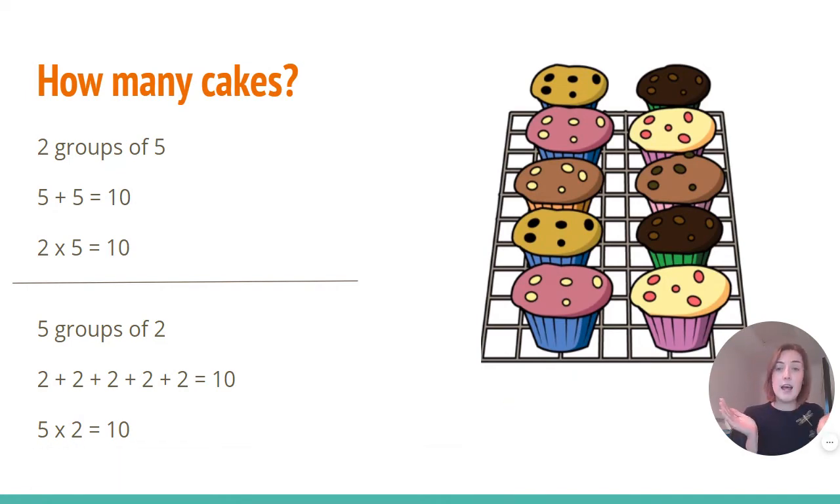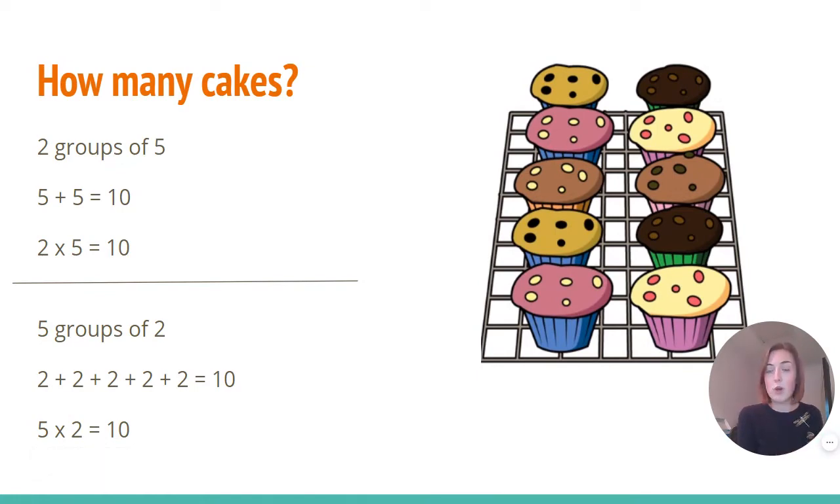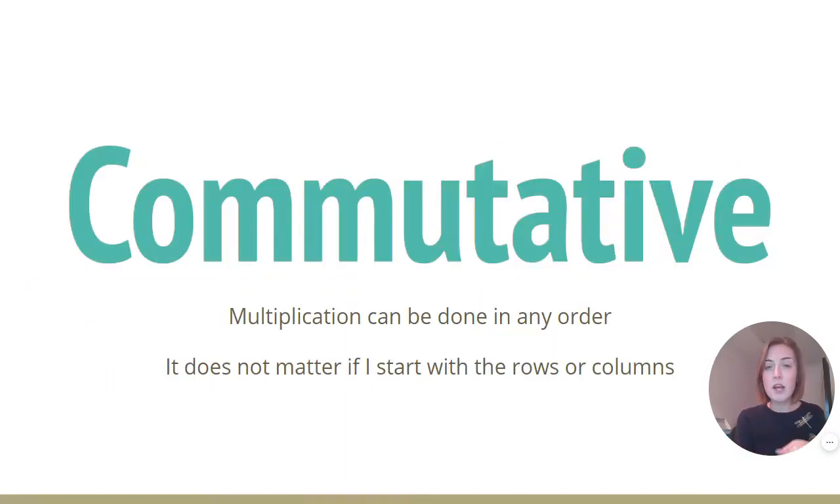So it doesn't matter if you look at the rows or the columns. It doesn't matter if you do 2 multiplied by 5 or 5 multiplied by 2. You still get the same answer. And I know some of you found that last time we looked at arrays. It didn't matter which way round you made them. This is the same. We just now know how to write it in a number sentence. And there is a special word for that. That word is, my turn, commutative. Commutative. It's a big word, and it means that multiplication can be done in any order.